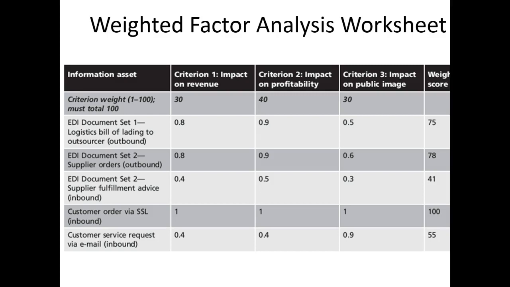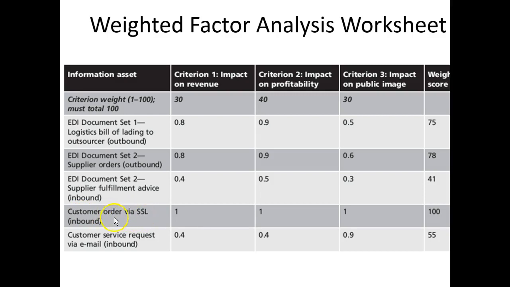Next, the company assigns a value to each asset, again using a scale from 0 to 1, 10, or 100, based on a particular value criterion. This table also uses values from 0.1 to 1, and each information asset cell value is multiplied by the criterion weight, and then summed to create the weighted score for the information asset. Sorting the table by the weighted score results in a prioritized list of information assets.